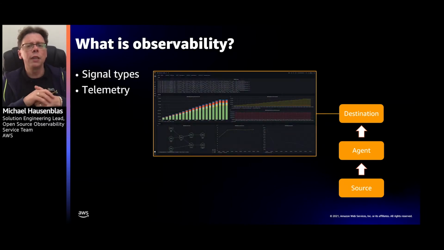And destinations. These are typically something that humans interact directly with. That's what you actually want to be looking at, or you might be storing something like logs, for example, for different compliance reasons. But if it's a front end, it's something that a human interacts with directly. So sources, agents, and destinations.